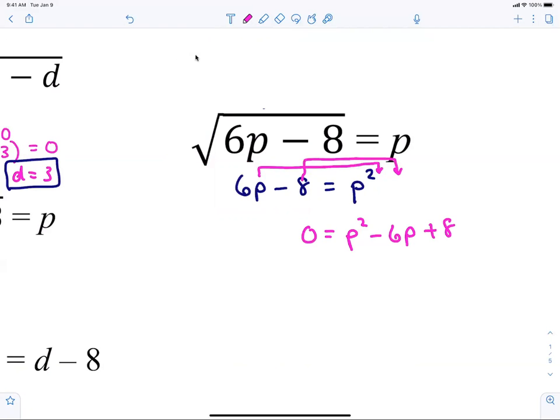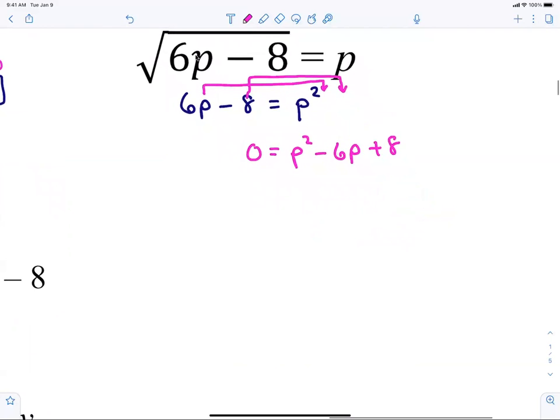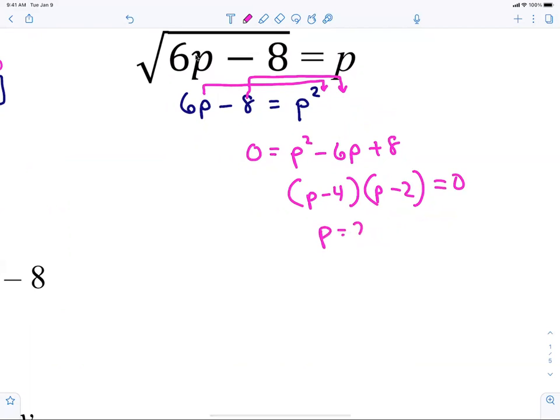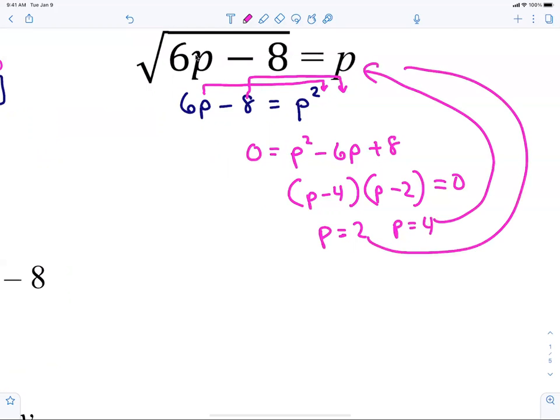Now we got to factor this. That's correct. -4, -2. So p minus 4 and p minus 2. Now, are both of those going to work? Yeah, because they're both positive. Everybody agree with me? Everybody okay with that?